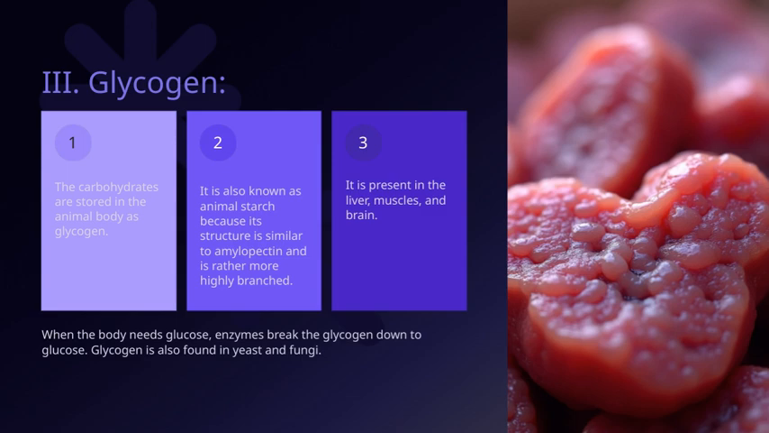Sometimes called animal starch, glycogen's structure is quite similar to amylopectin, a carbohydrate found in plants. However, glycogen is more highly branched, which allows for rapid breakdown and release of glucose when needed. In essence, the carbohydrates stored in our bodies as glycogen are crucial for maintaining energy levels, especially during fasting or intense activity. This storage form helps us keep our energy supply steady and ready to be mobilized whenever necessary.